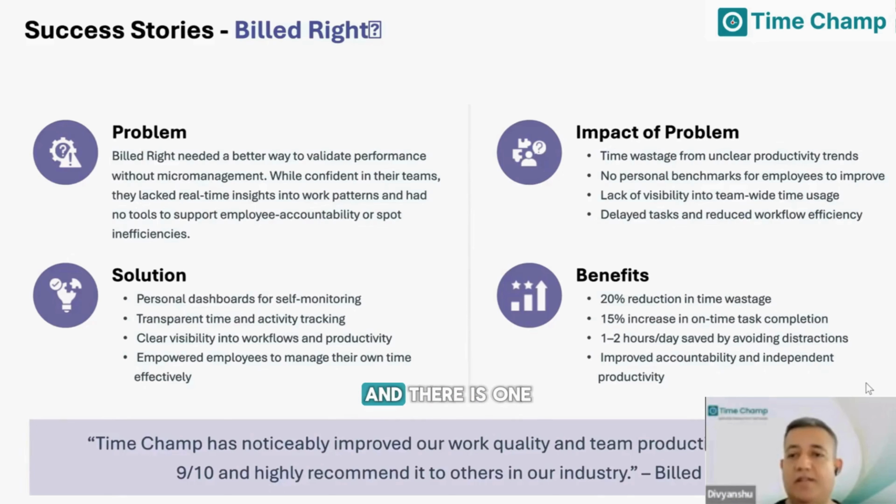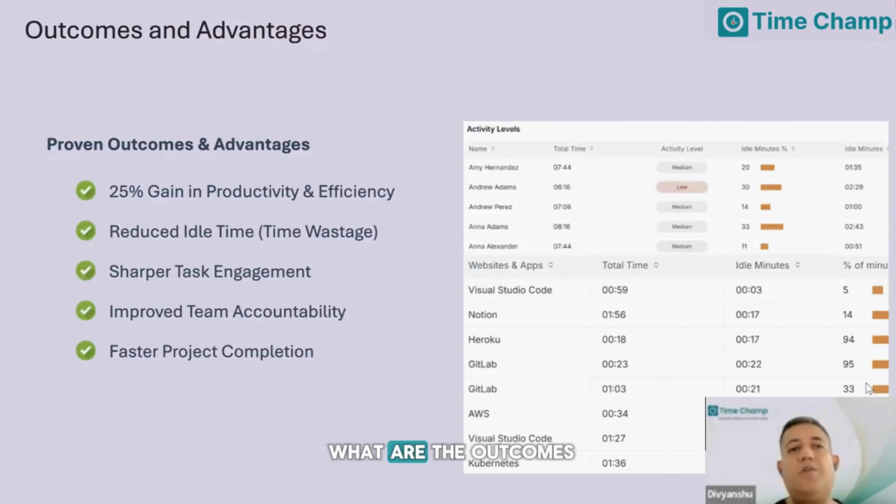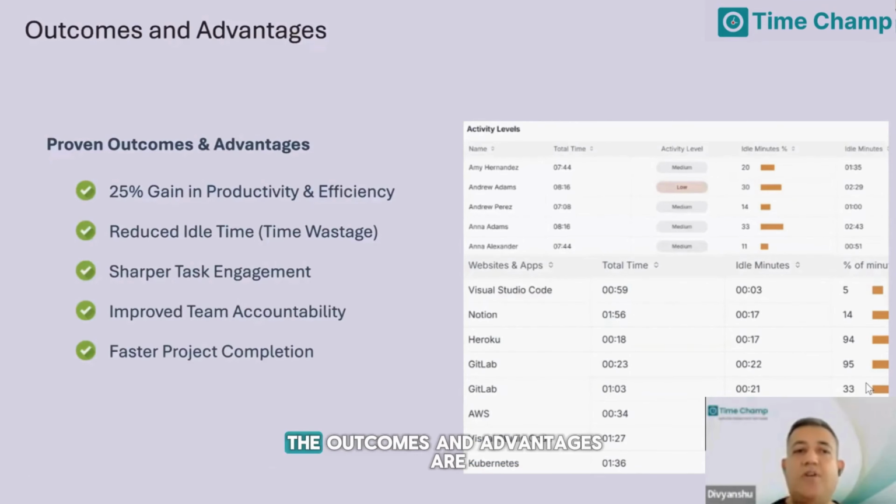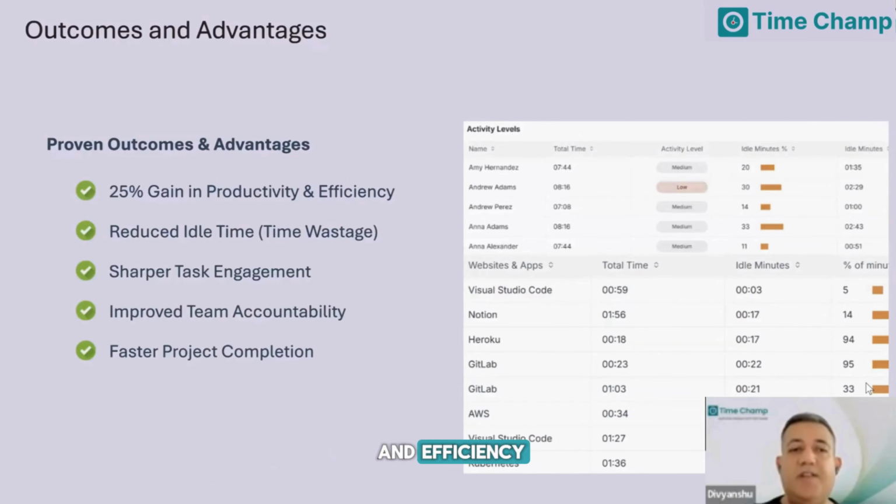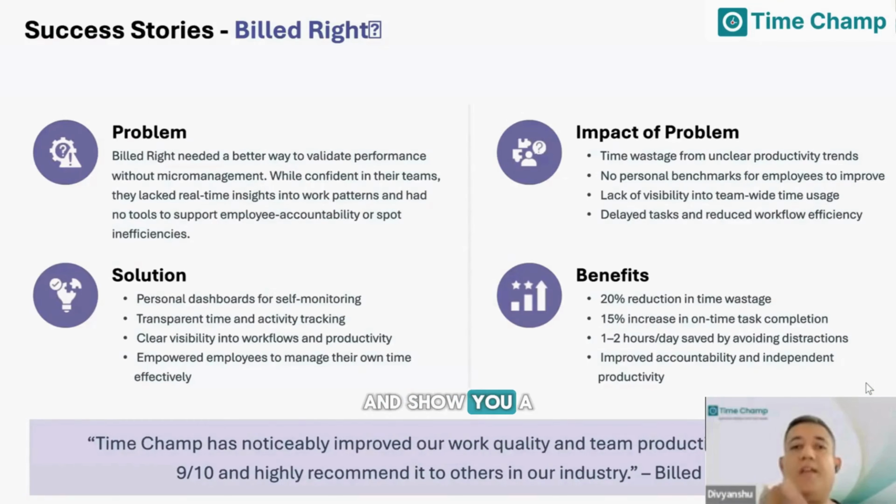Moving back, okay, and there is one slide which I skipped because I wanted to take you to this and then take you back. Let's look at this. What are the outcomes and advantages? The outcomes and advantages are 25% gain in productivity and efficiency, reduced idle time, sharper task engagement, improved team accountability, and faster project completion. Why I skipped deliberately is because I wanted to take you to the first case study and show you a relevant thing and then move on.